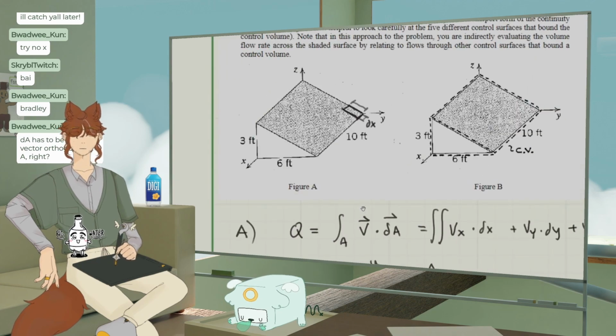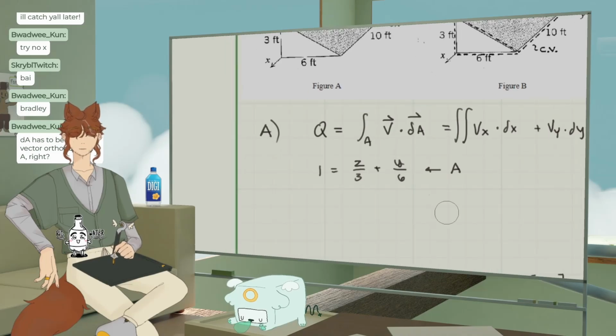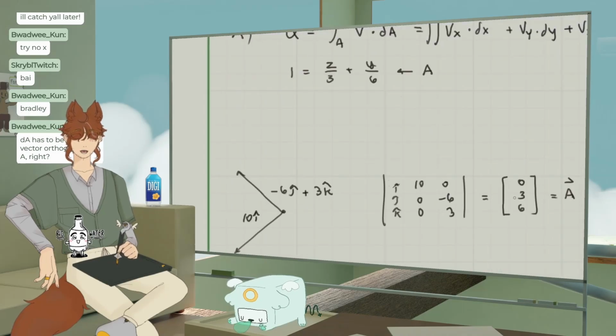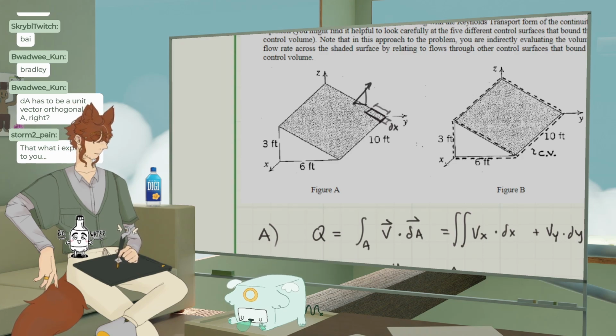Yeah, wait. Yes. Oh, wait. I need the normal of the plane. Wait, the normal of the plane is this, right? I think so. Because you would say it would be like this and this. Like that. That's what I explained to you. Yeah, no, we got that, Storm. Don't worry. I remember that.